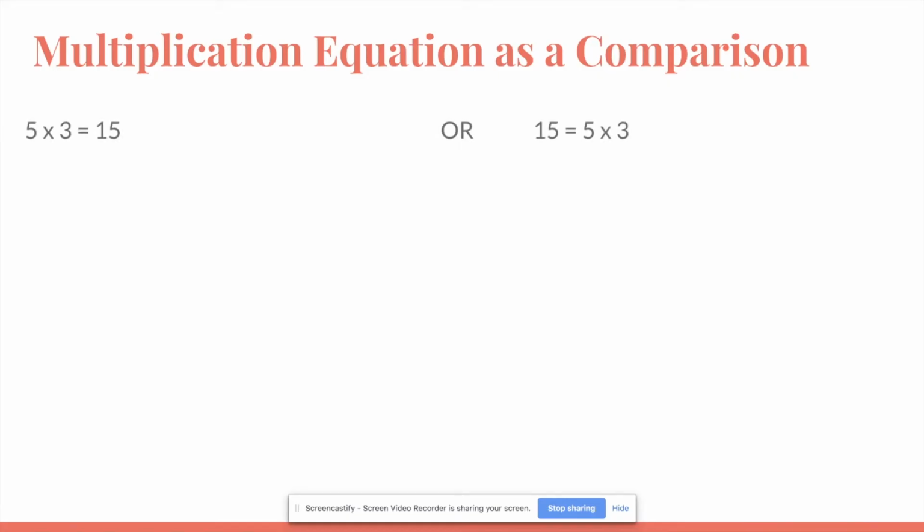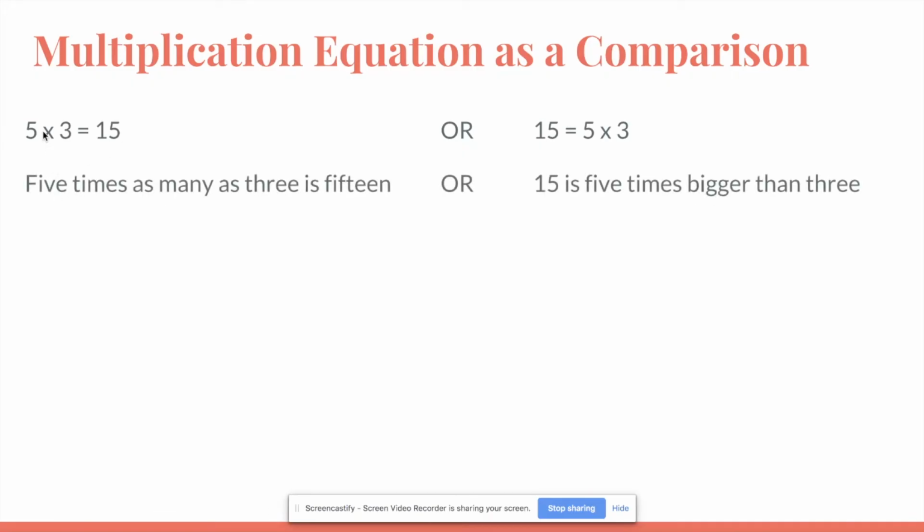All right. 5 times 3 is 15, or 15 equals 5 times 3. Again, another way we could read this is 5 times as many as 3 is 15, or this one could be read as 15 is 5 times bigger than 3, or 15 is 5 times as many as 3.